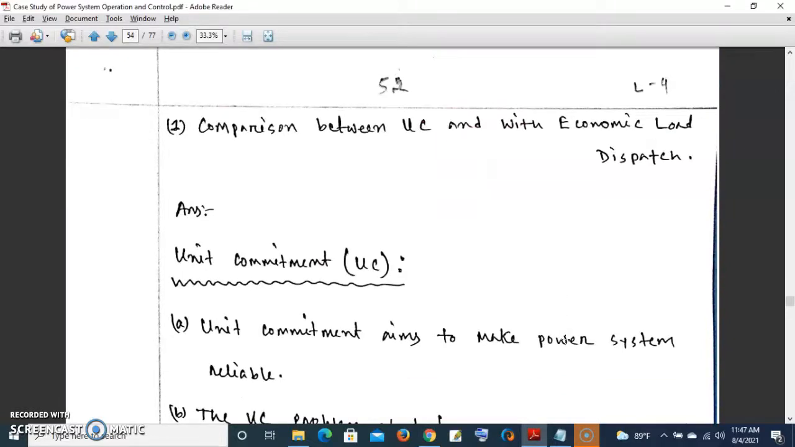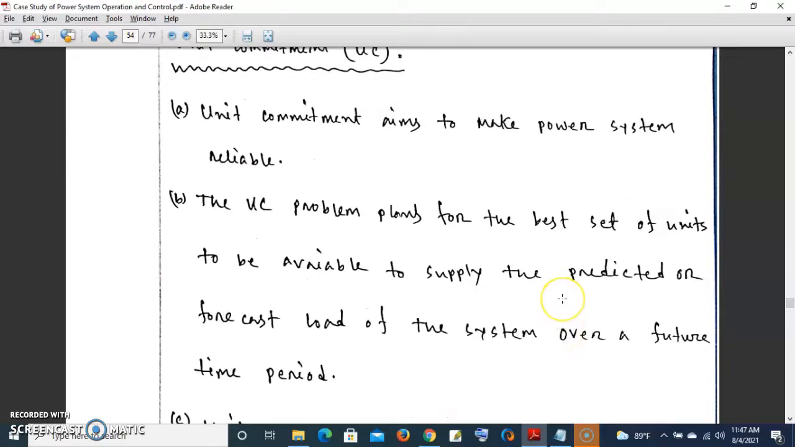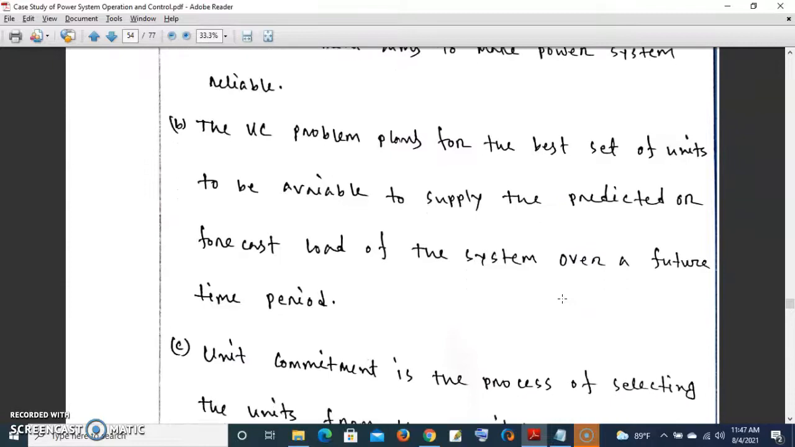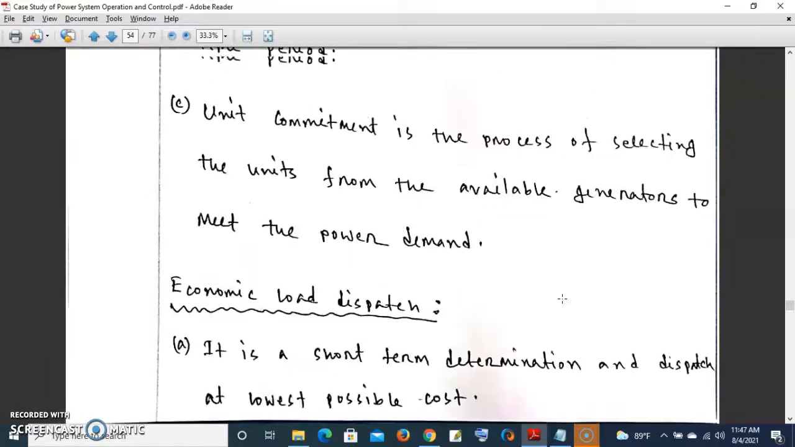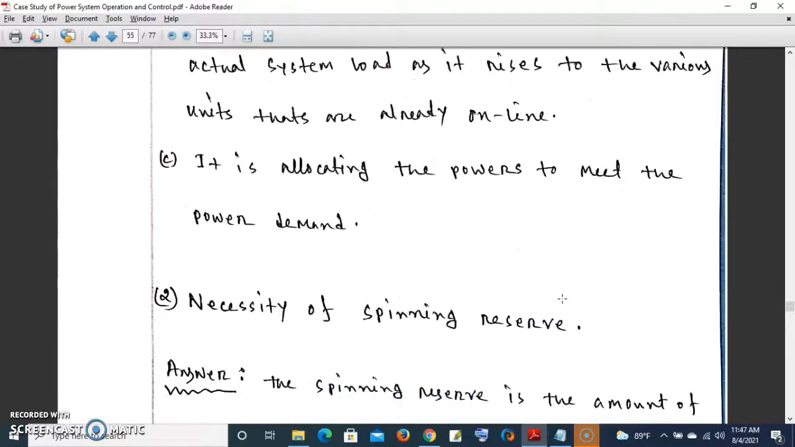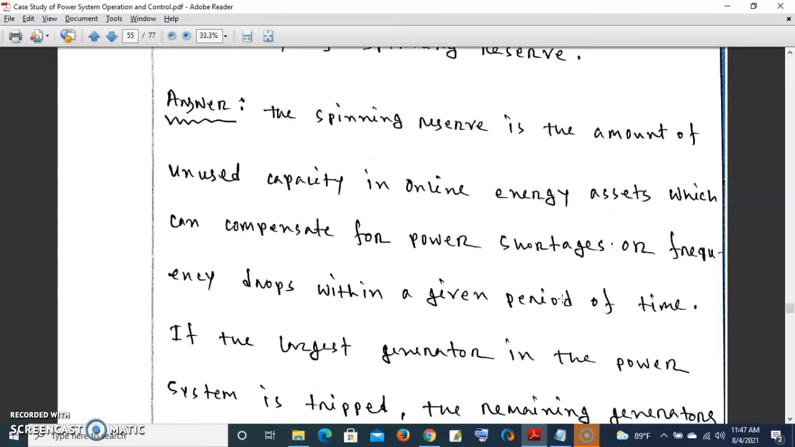Lesson 4: comparison between unit commitment (UC) and economic load dispatch. Here is the comparison of unit commitment and economic load dispatch. Necessity of spinning reserve. Here is the answer.